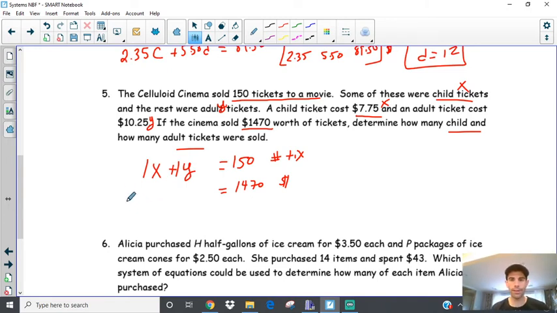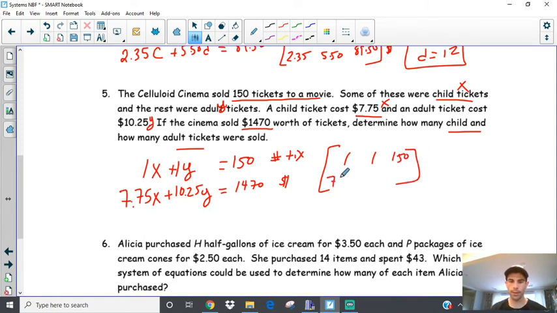Now, how much did that one ticket cost? And then that one ticket was 7.75. And then the cost of the adult ticket was 10.25. And there you go. We just set up our system. 1, 1, and 150 represents the number of tickets. 775, 1025, 1470 represents the amount of money. And then you can go ahead and throw that into your calculator, and it's going to tell you that we sold 27 children's tickets and 123 adult tickets.